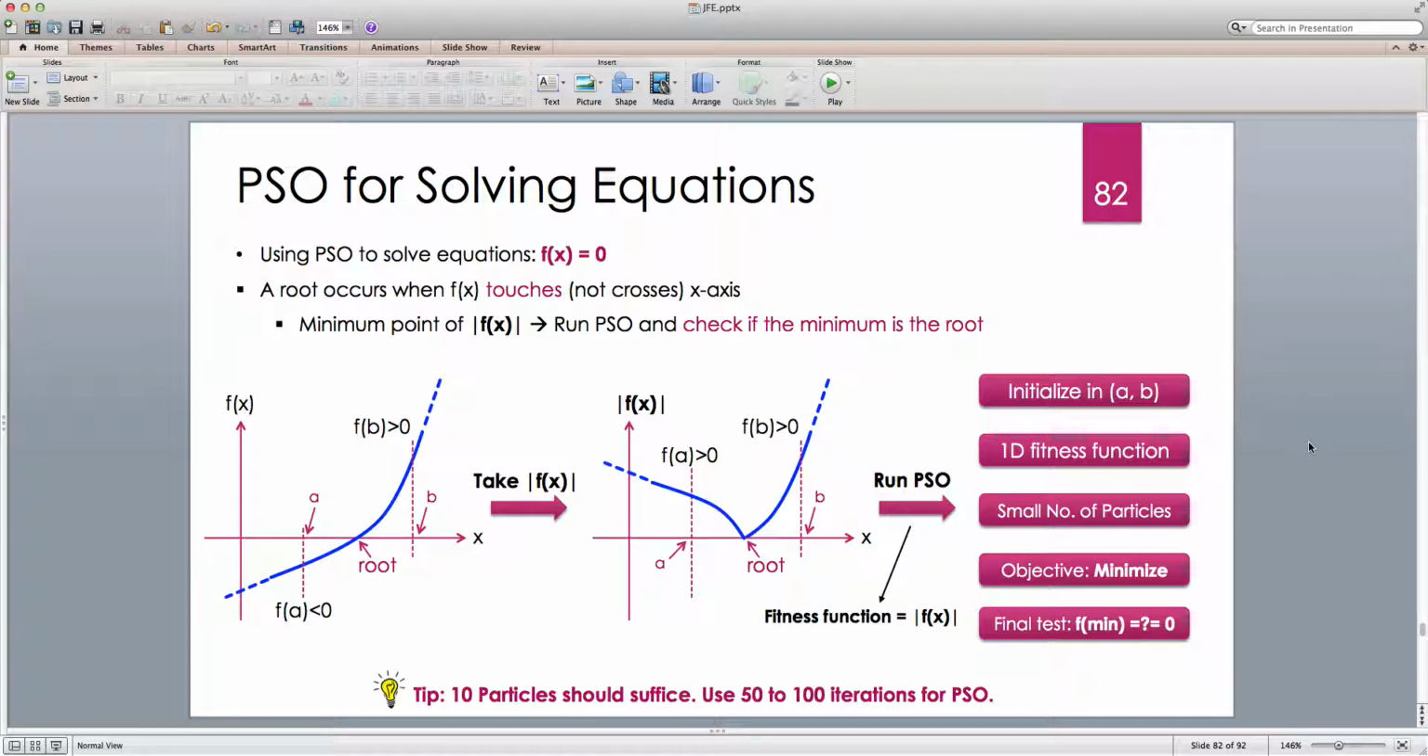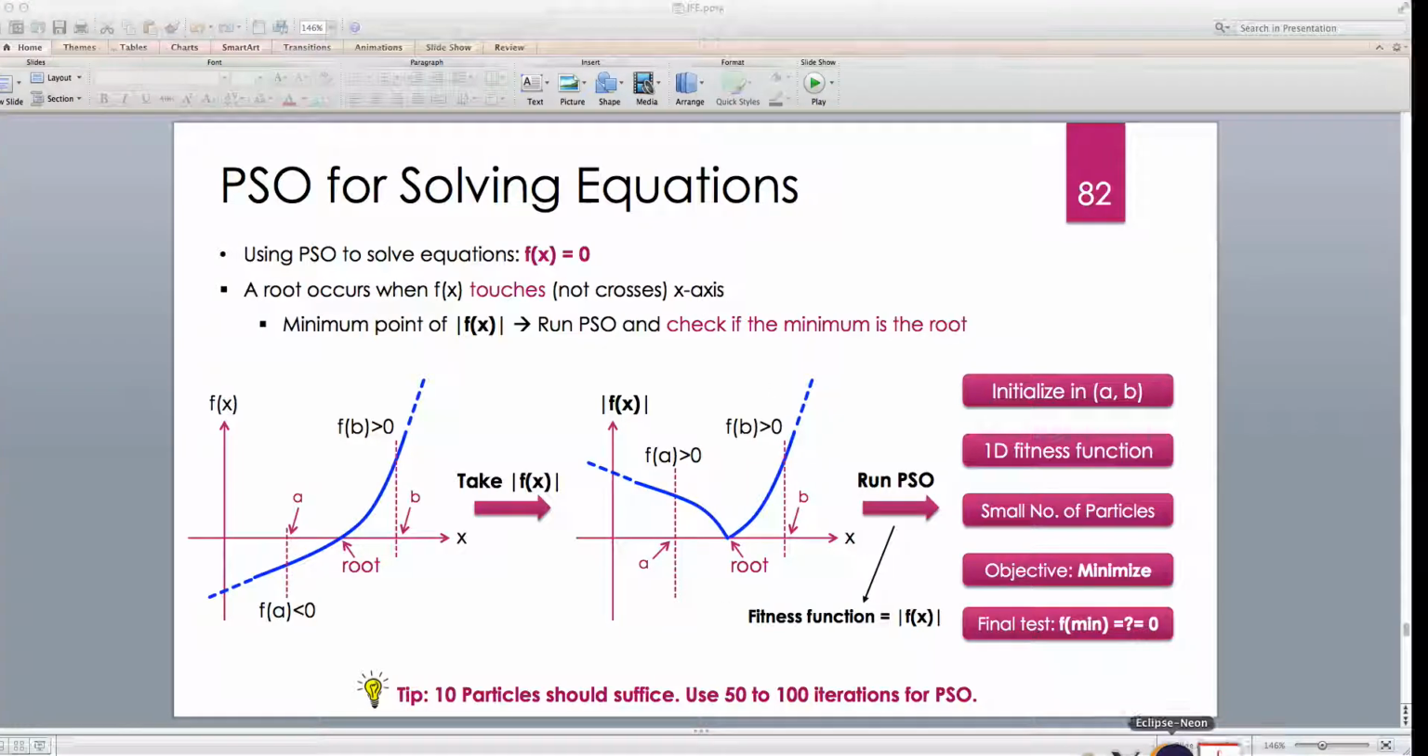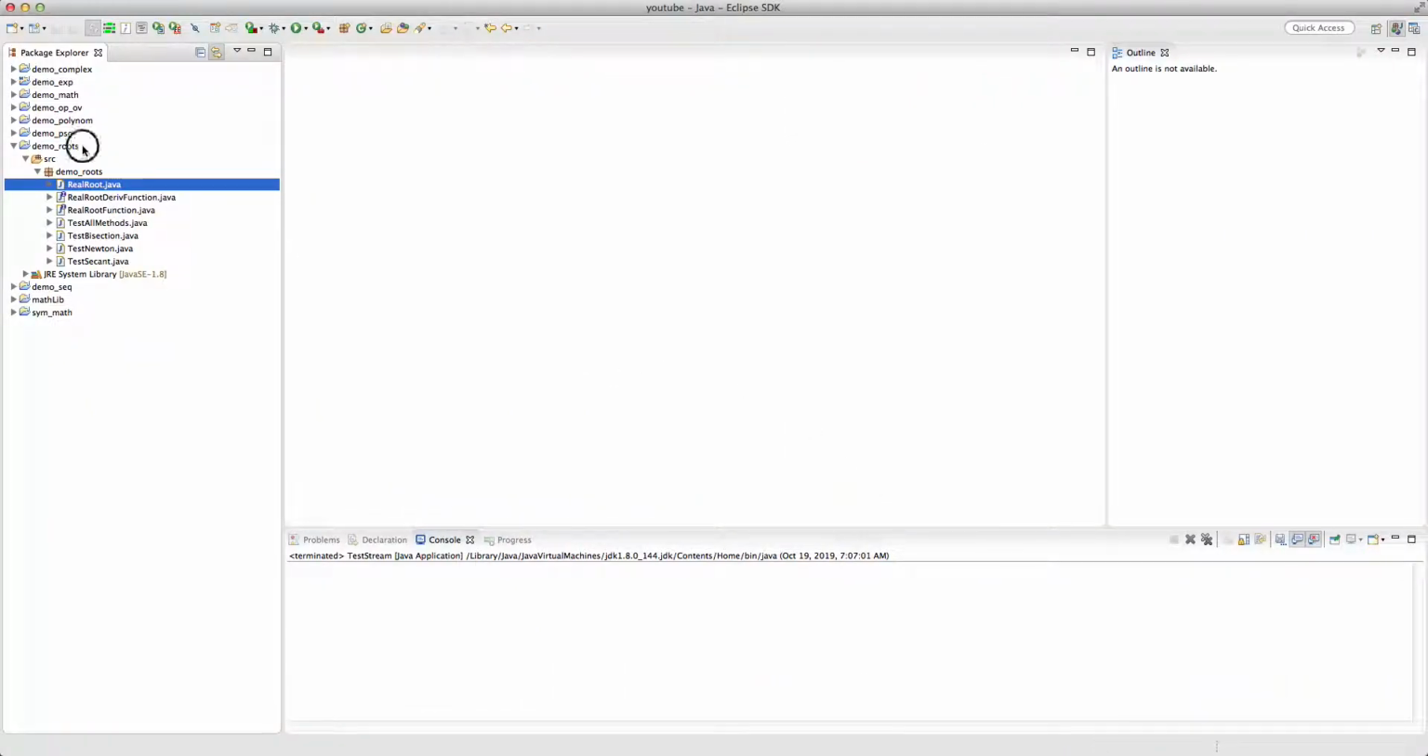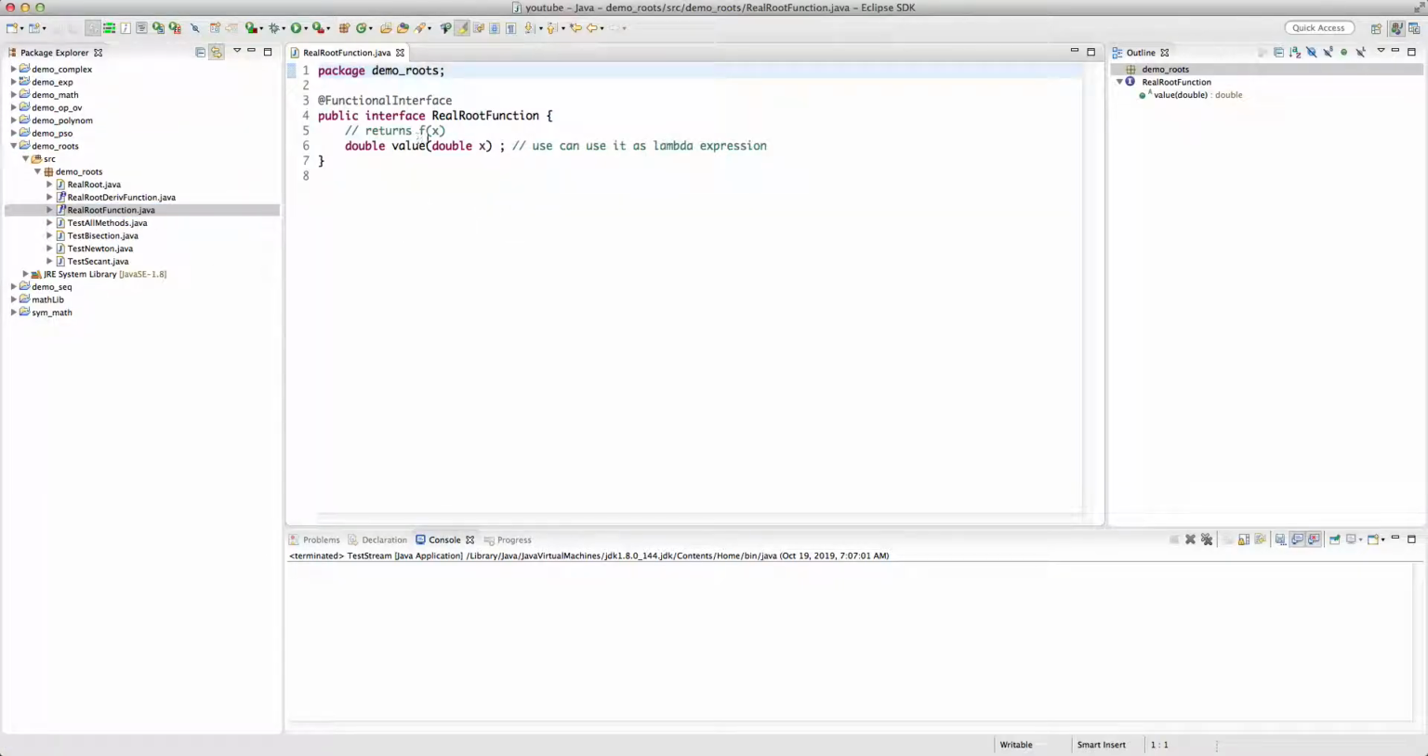So let's head to Eclipse and try to implement this root finding algorithm. If you recall, we had this demo roots project, and in the demo roots project we had this real root function, which represents a one-dimensional real function, and we annotated it with functional interface. So it should only have one abstract method.